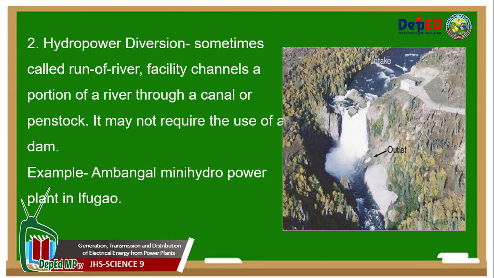Turbine or penstock. It may not require the use of a dam. The movement of the river provides a constant supply of electricity. Electricity is produced by releasing water from the tank through a turbine and activates the generator. It can provide sufficient storage capacity to operate independently by hydrological flow for several weeks or even months. Example is your Ambangan mini hydropower in Ifugao.